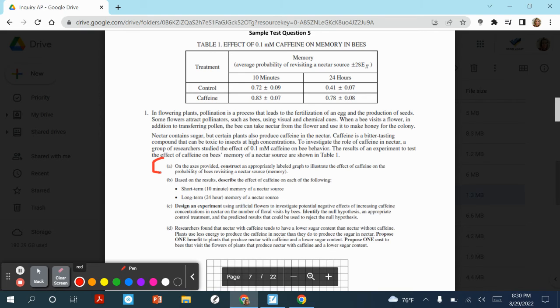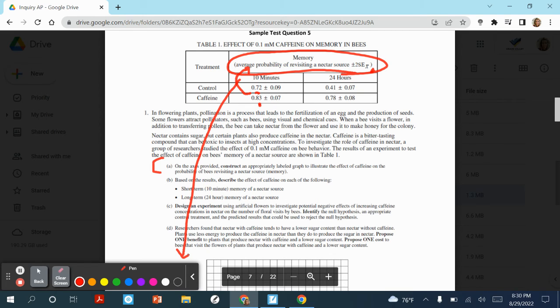Okay, all right, the easiest way to start is look at the data that's being collected. So these are the numbers right here that are being collected. And it tells you up here that those numbers mean this. This is the probability of revisiting a nectar source. And then they give you some units here, which you're going to learn about in lecture 2, actually. So right here, we have our dependent variable. So we're going to write this as is. This is going to go on that y-axis, okay?